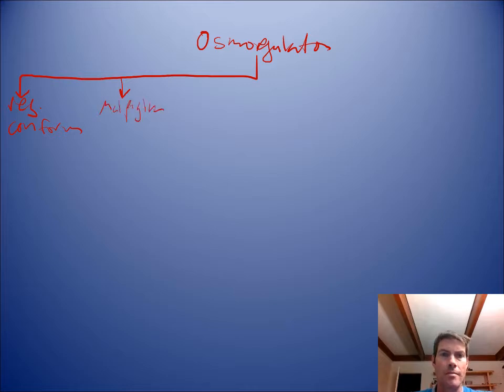Malpighian tubules. That's what insects use. That's their kidneys, basically. Malpighian tubules.